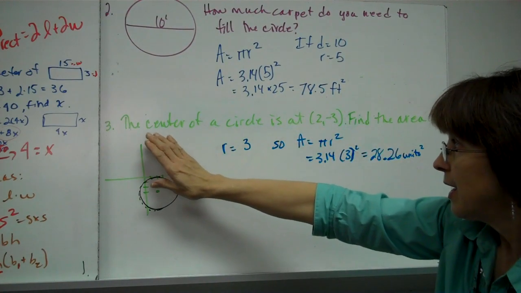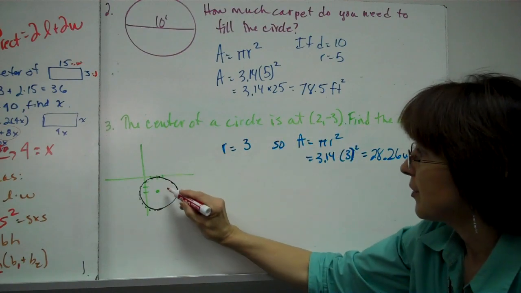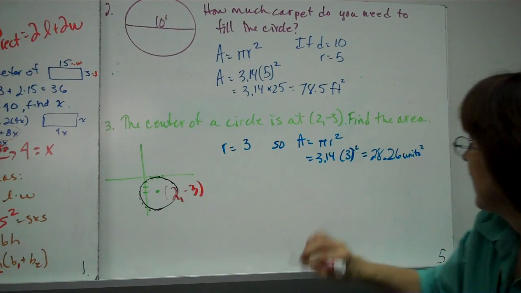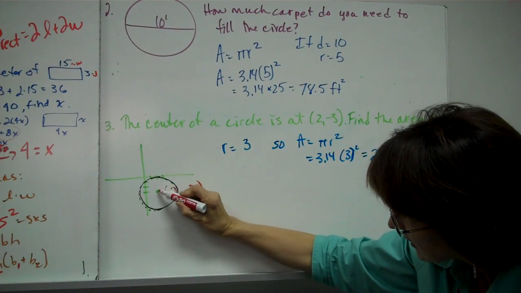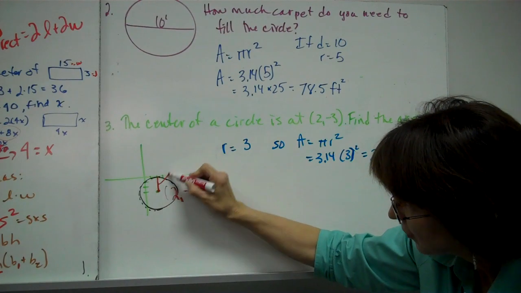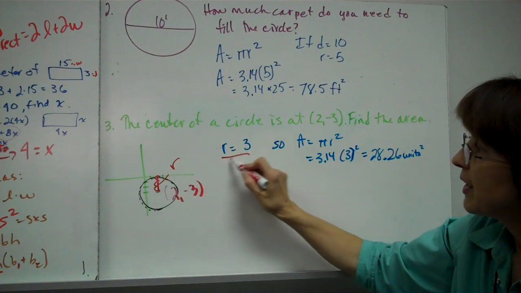Okay, third one. The center of a circle is at 2, negative 3. That's where the center is right here, 2, negative 3. Okay? Find the area. Well, when you graph this and see the graph of it, you see that from the center to the end, remember that's called the radius. So how many is it? It's 1, 2, 3. So our radius is 3.